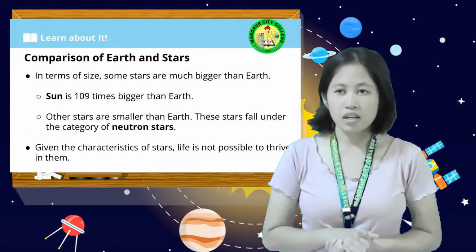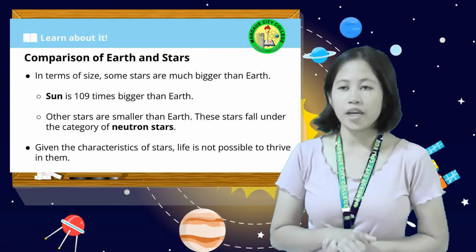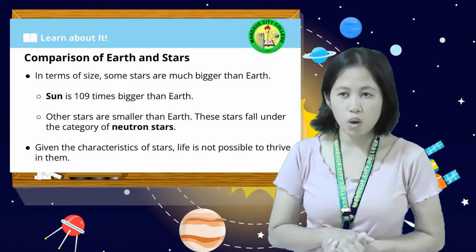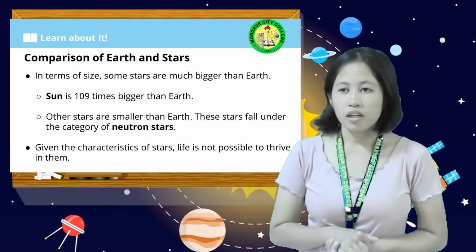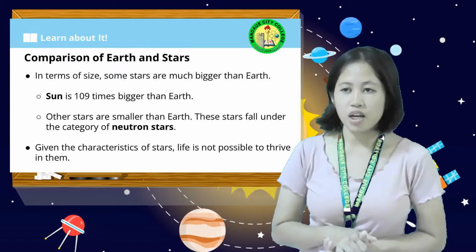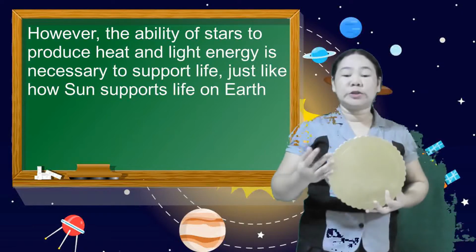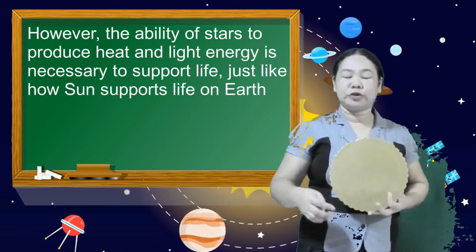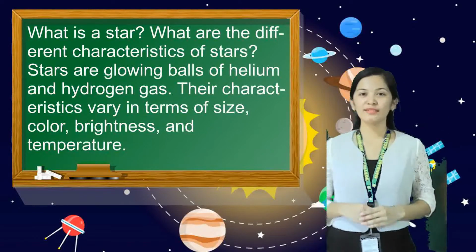In terms of size, some stars are much bigger than Earth. The Sun is 109 times bigger than Earth. Other stars are smaller than Earth. These stars fall under the category of neutron stars. Given the characteristics of stars, life is not possible to thrive in them. However, the ability of a star to produce heat and light energy is necessary to support life, just like how the Sun supports life on Earth.